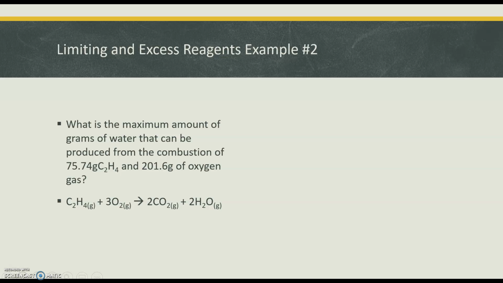We are going to set up our stoichiometric conversions just like we did last time. So, using our 75.74 grams of C2H4 and our 201.6 grams of oxygen gas. This time, instead of stopping at moles of the product, I'm actually going to go all the way and find grams of a specific product being water. Pause the video to set these up.